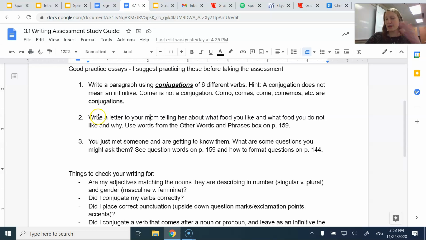Number 2, which is what I said we're practicing today, write a letter to your mom, telling her about what food you like and what food you do not like and why. Use the words from the other words and phrases box on page 159. Number 3, you just met someone and are getting to know them. What are some questions you might ask them? This is practicing working on our questions, okay? See question words on page 159 and how to format questions on page 144.